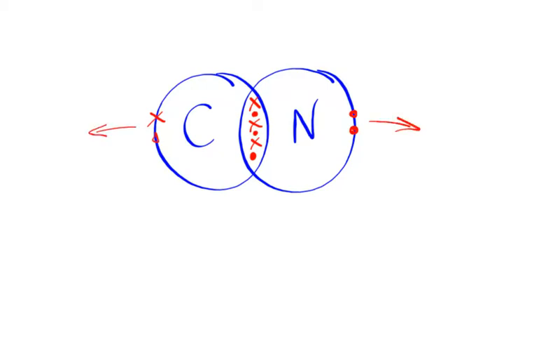So who does the attacking? Well, surprisingly maybe, it's the carbon that does the attacking, partly because the nitrogen is a little bit more electronegative than the carbon. So the nitrogen has a better hold on the electrons, which means that the carbon's lone pair is more available than the nitrogen's. So the cyanide ion will attack through the carbon.